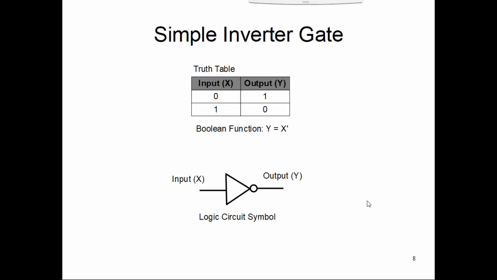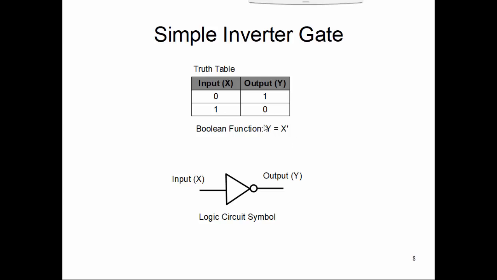Now let us look at the combinational logic gates in detail. Simple inverter: its input, let's say x, output y. Then we construct a truth table to depict this functionality. If the input is 0, output is 1; if input is 1, output is 0. The Boolean function it realizes is y equals x bar.